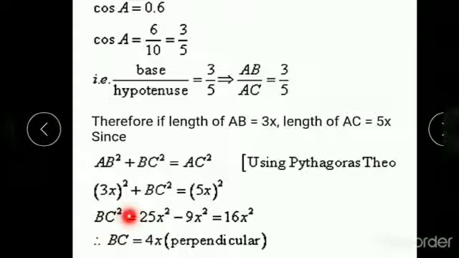BC square is equal to, what do you have? 5x whole square, that is 25x square, minus 3x whole square, which is 9x square, right? That is, 25 minus 9 gives 16x square. So BC will be the root of 16x square, that gives BC equal to 4x, that is the perpendicular. Now you have all three sides: base is 3x, hypotenuse is 5x, and perpendicular is 4x.